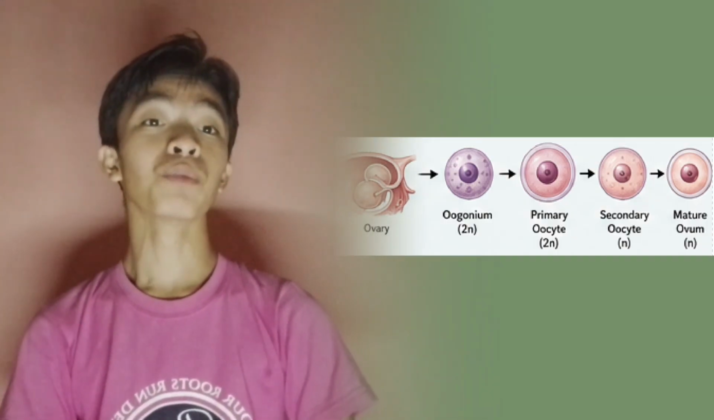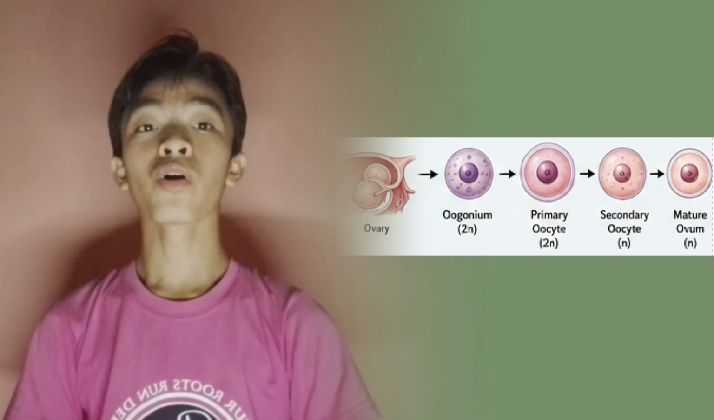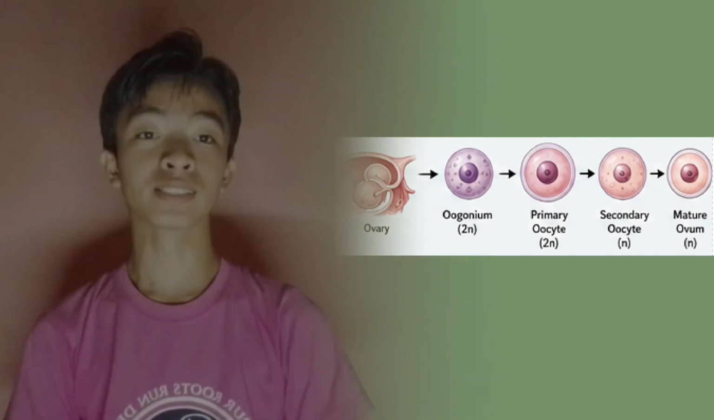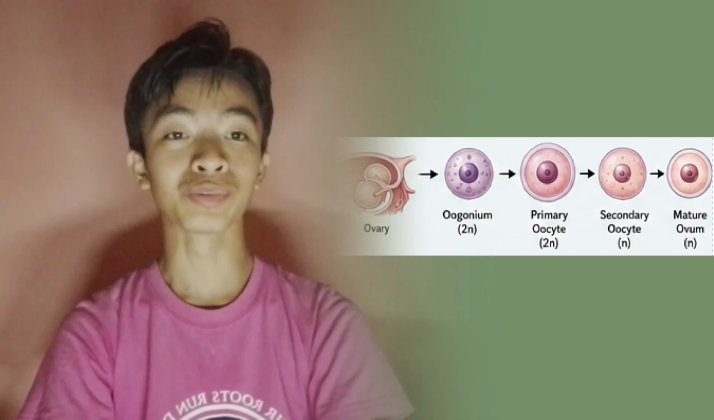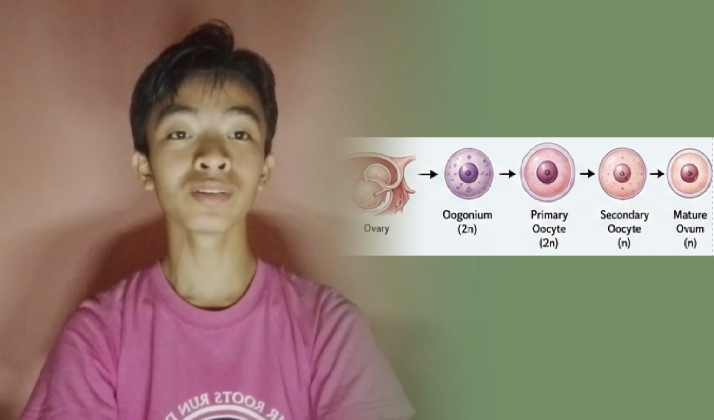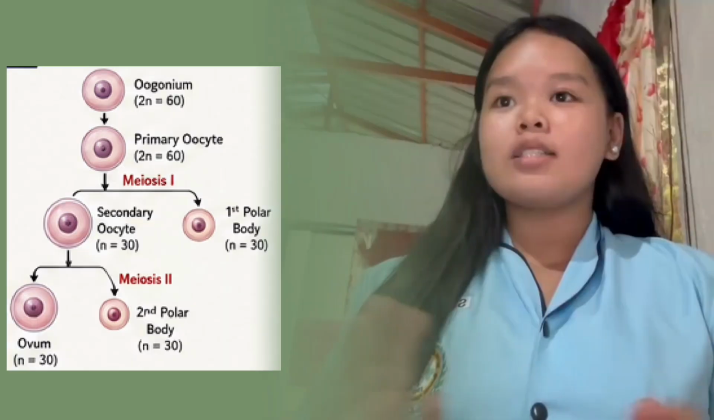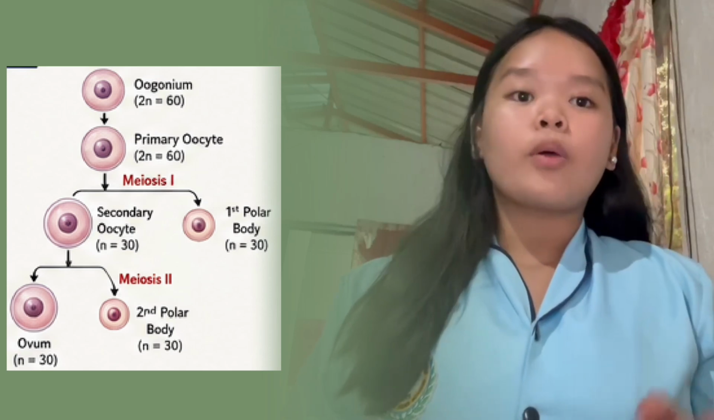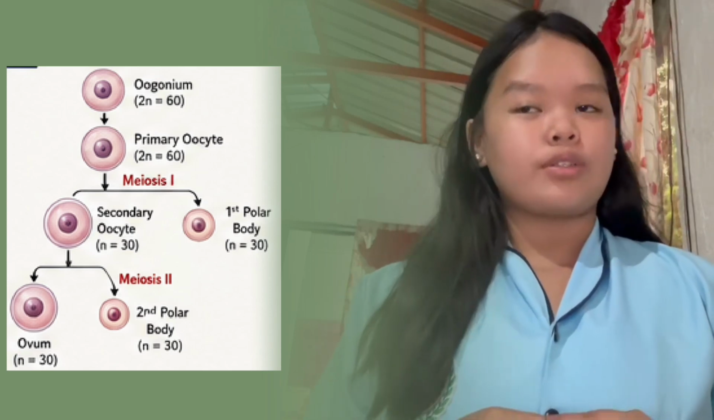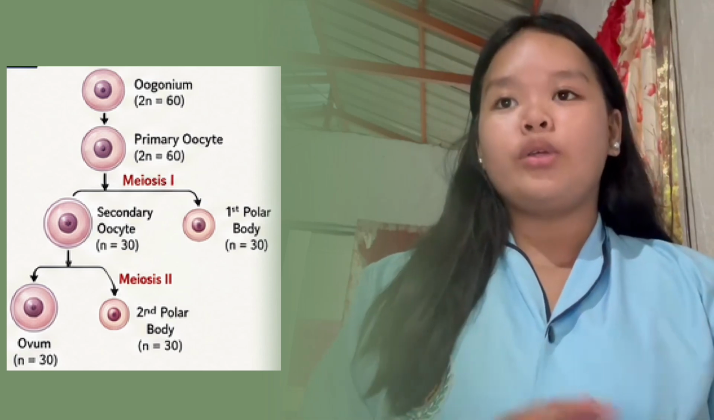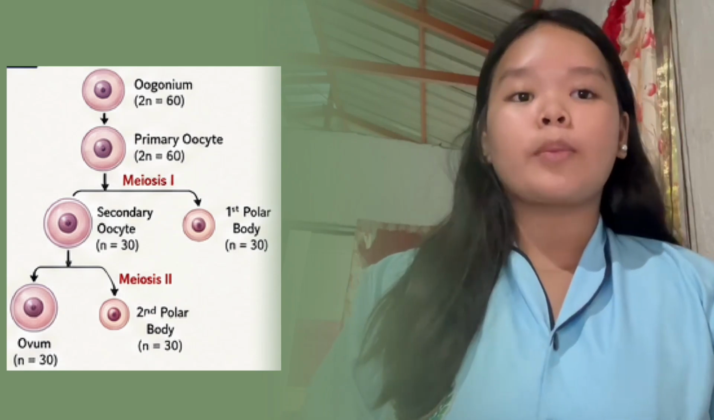Oogenesis is a process by which female reproductive cells or egg cells are formed in the ovaries. This process involves meiosis, a type of cell division that reduces the chromosome number by half. The first stage begins with oogonium, which is a diploid cell containing 60 chromosomes. The oogonium grows and develops into a primary oocyte.